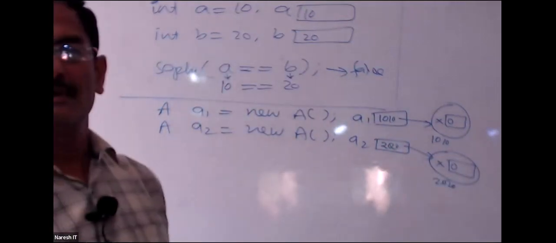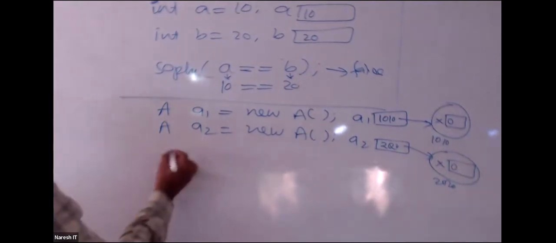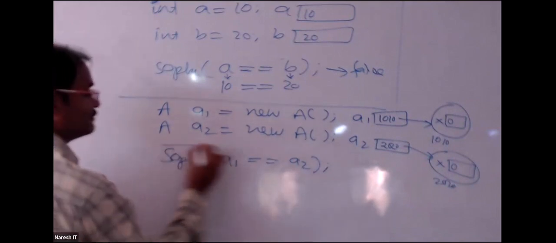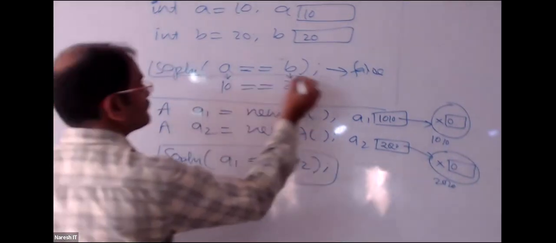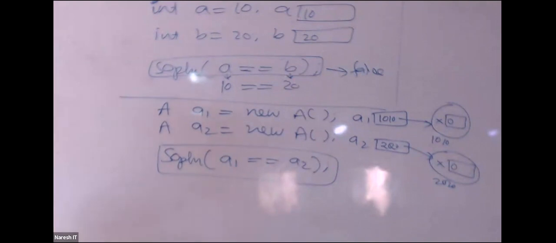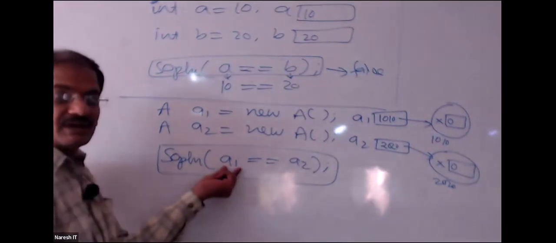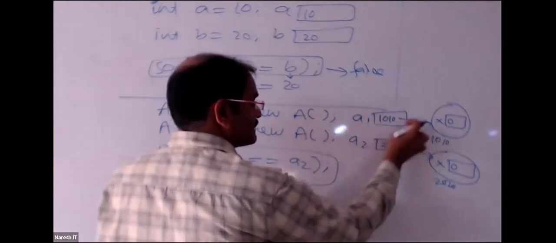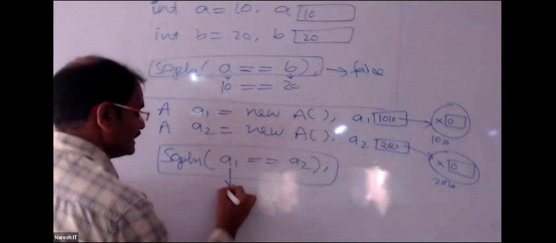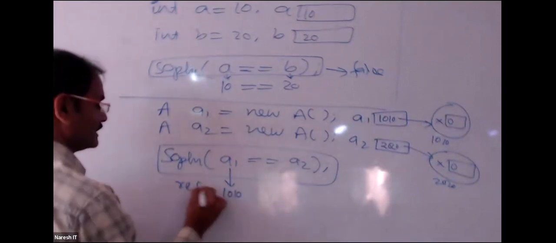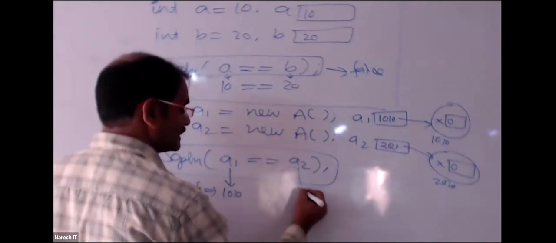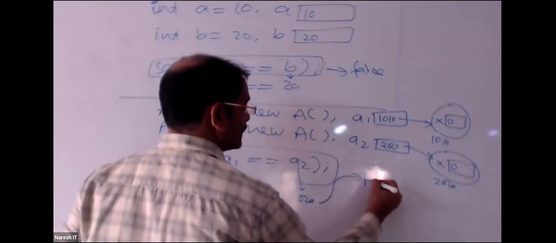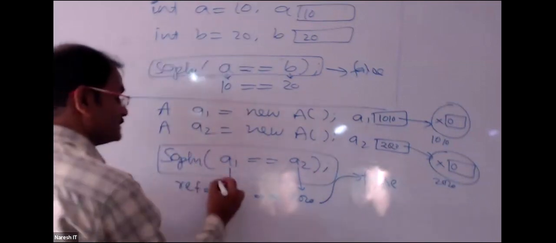Memory diagram. Now my question is, if I write System.out.println(A1 == A2), what is compared here? Value of the object or reference of the object? A1 goes into A1, and inside A1 what is available? 1010. In place of A1, 1010, nothing but the reference, is substituted. And in A2's place, 2020. 1010 double equal to 2020? No. What is the output? False.